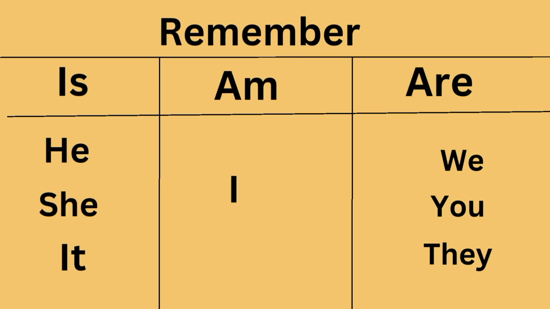Always remember, if the subject is he, she, it, you need to use the auxiliary verb is. Similarly, I am, we are, you are, they are.